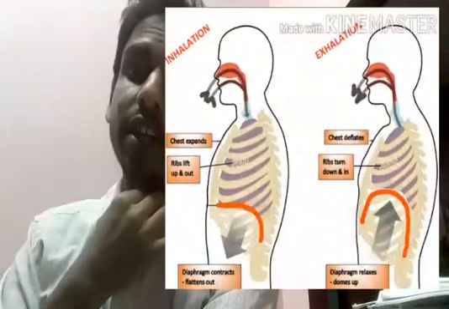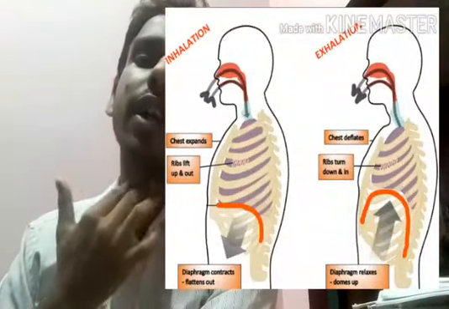Then we have the next structure, that is the windpipe, or pharynx. After the air passes from the nose, it reaches the pharynx. There is also a different structure present, called the sound box or larynx.